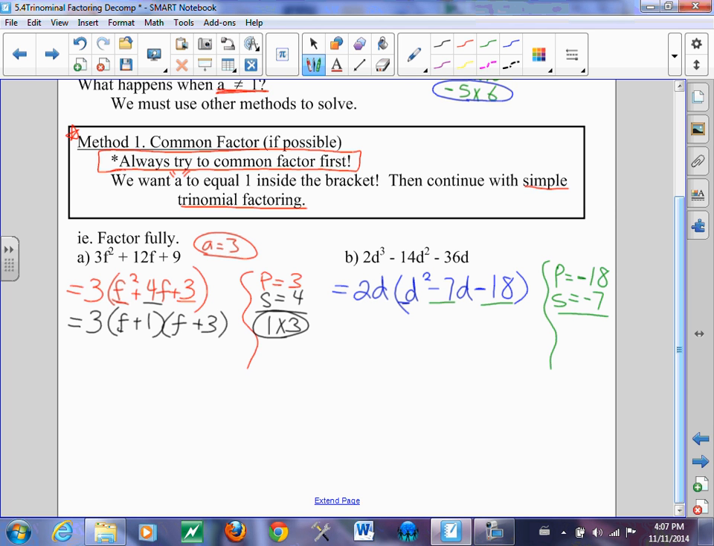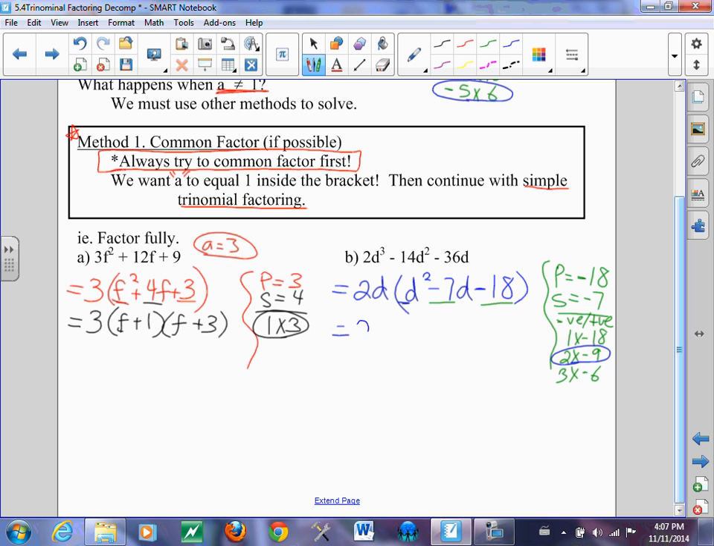Okay, so a positive times a negative for the product, guys. Okay, and if the sum is negative, that means the biggest number has to be negative. So I'm going to go 1 times negative 18, 2 times negative 9, and 3 times negative 6. So remember, folks, those all have a product of negative 18, but which one has a sum of negative 7? It's the 2 times negative 9.